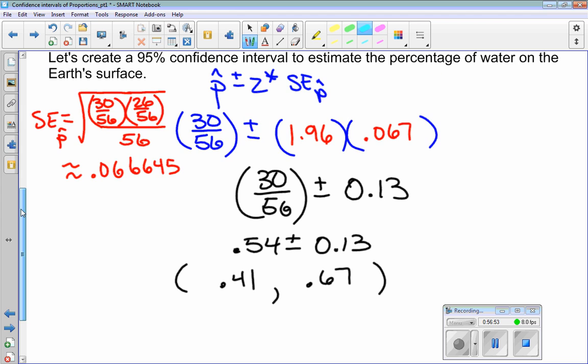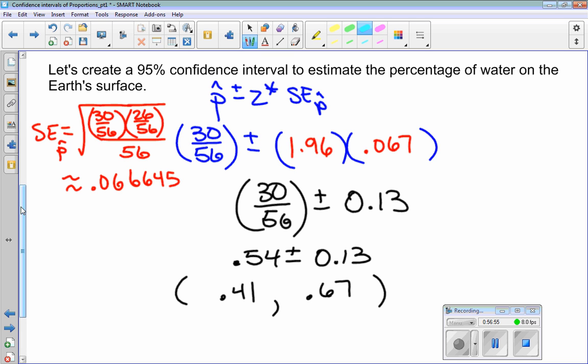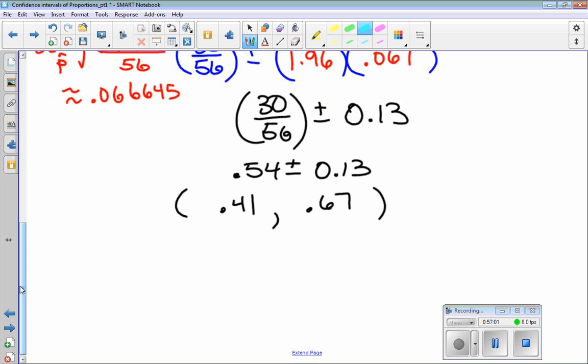But how do you guys feel about this stuff? Do we understand how I would interpret this confidence interval, by the way? Because I always ask you to do that. All right, go ahead, Hunter. You had your hand up.